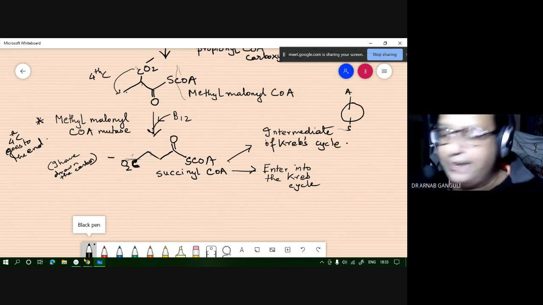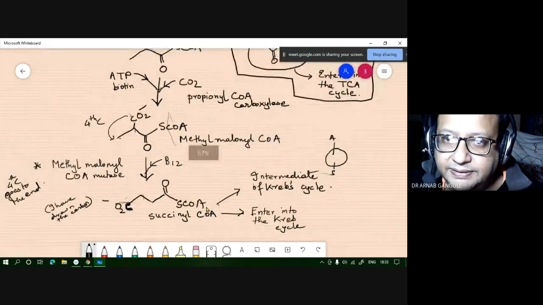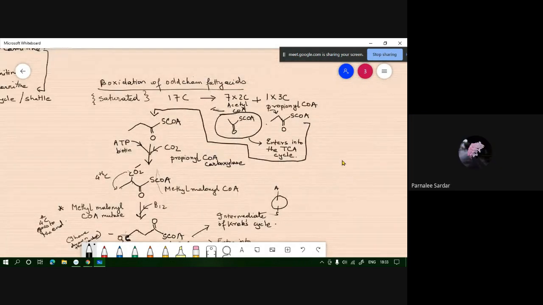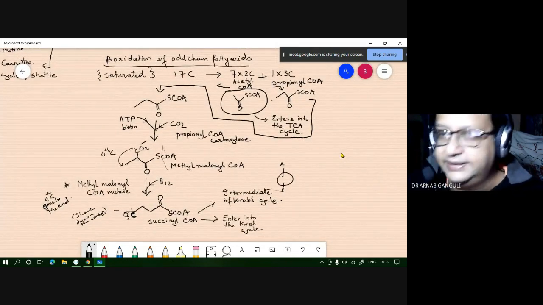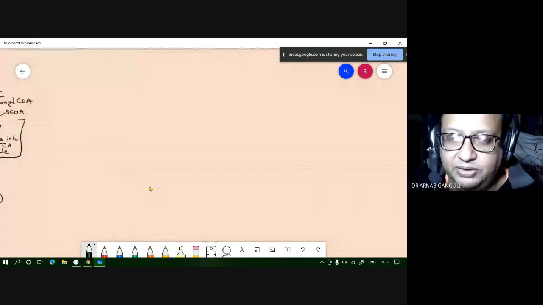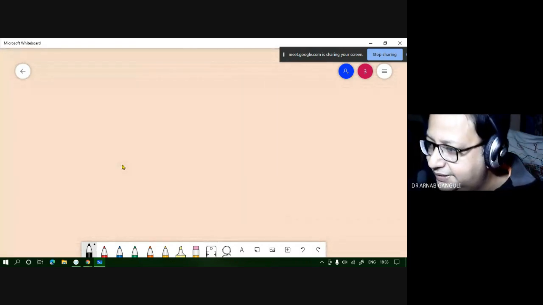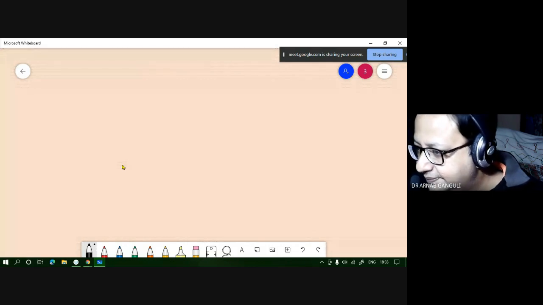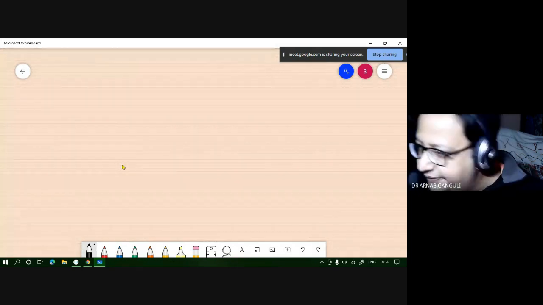So this is clear, what happens with the odd chain saturated fatty acids. Yes, clear? Okay. Now we will go to unsaturated fatty acids. What happens with beta oxidation of unsaturated fatty acids? But before we go over there, we will discuss a bit about unsaturated fatty acids, how we label unsaturated fatty acids.